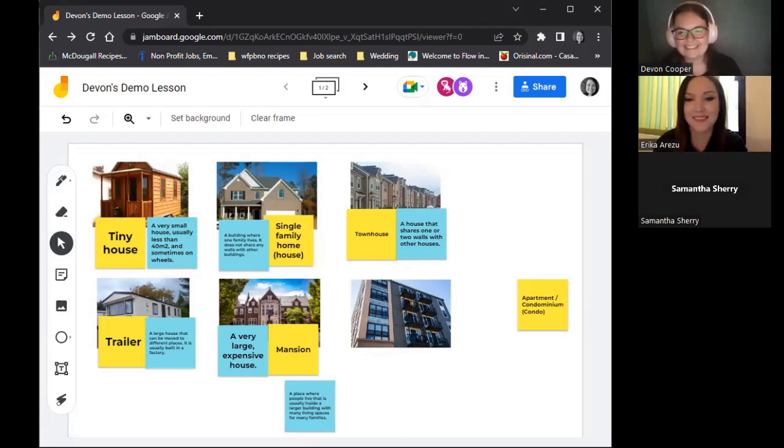Well, then I'll do this one because look at that. There's only one other option. But I think it sounds good. It's a place where people live that is usually inside a larger building with many living spaces for many families. I think that could be apartment. Yes. Okay, teacher, will you check us?